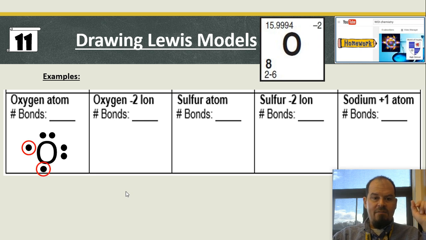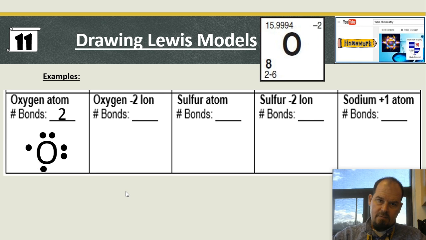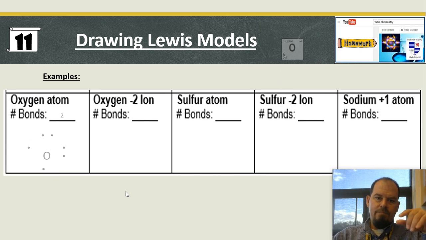Now, when I check out how many unpaired electrons it has, he has 2 unpaired electrons, so he's going to make 2 bonds. Oxygen minus 2, moving right along.